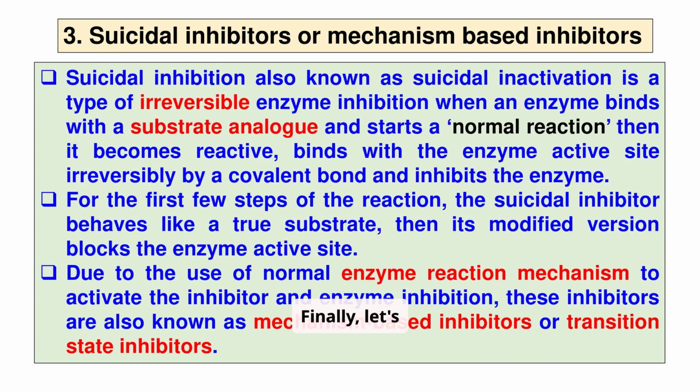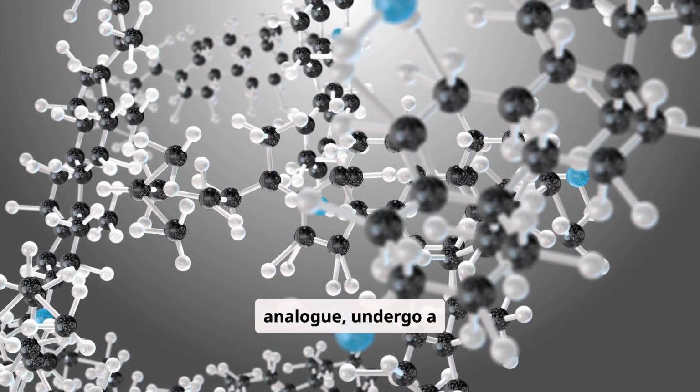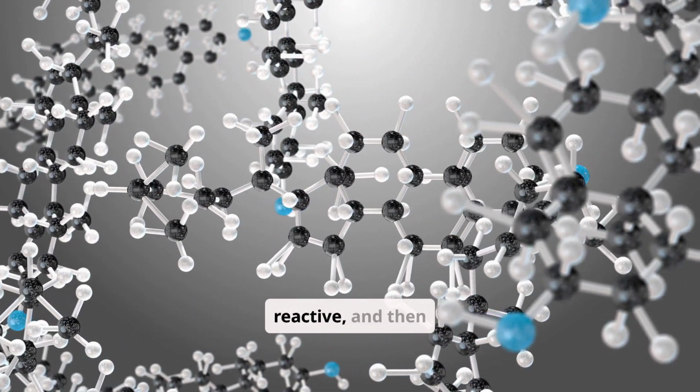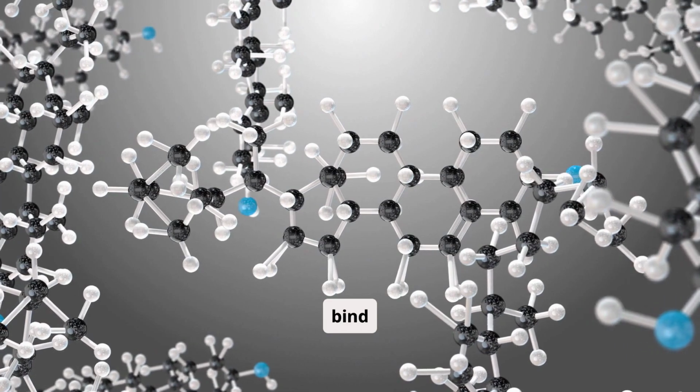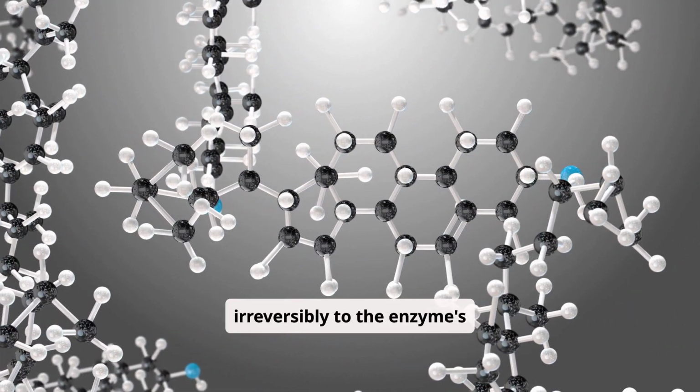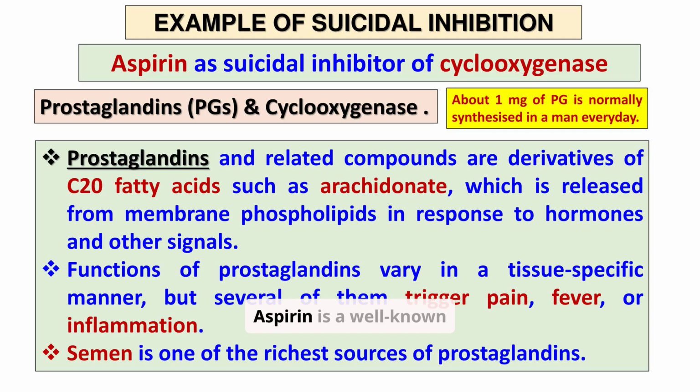Finally, let's discuss suicidal inhibitors, also known as mechanism-based inhibitors. These inhibitors bind to the enzyme as a substrate analog, undergo a normal reaction, become reactive, and then bind irreversibly to the enzyme's active site. Aspirin is a well-known example of a suicidal inhibitor.